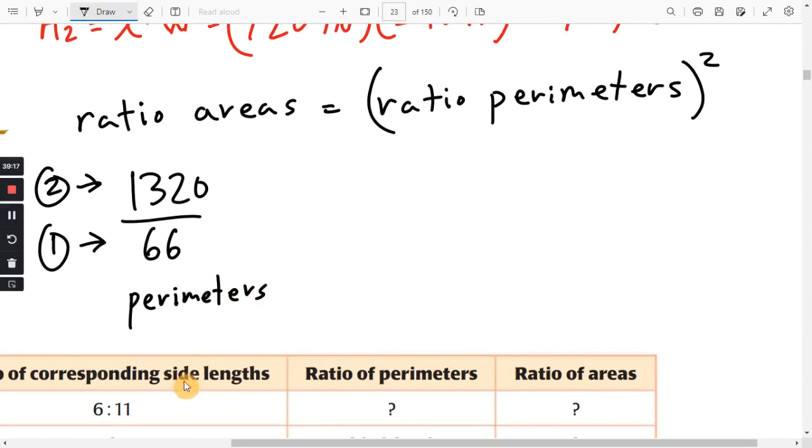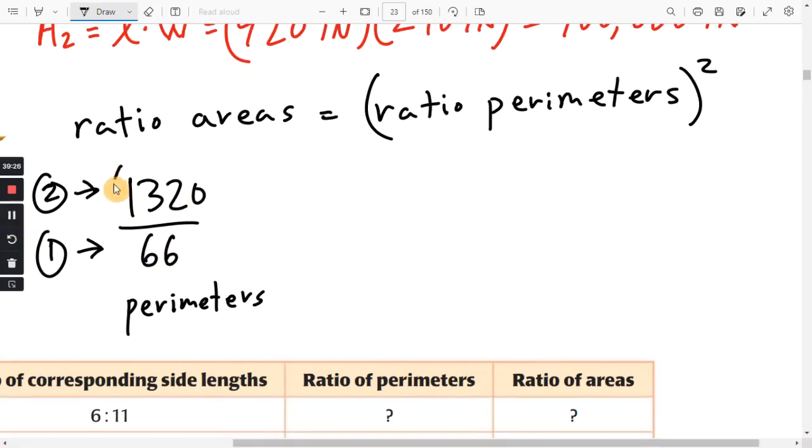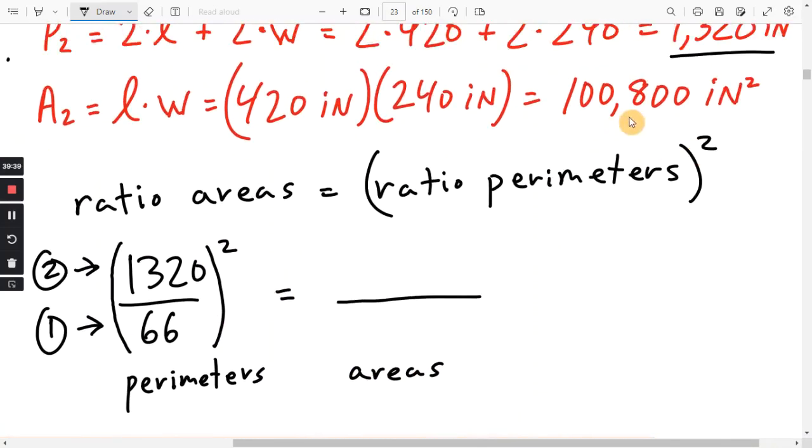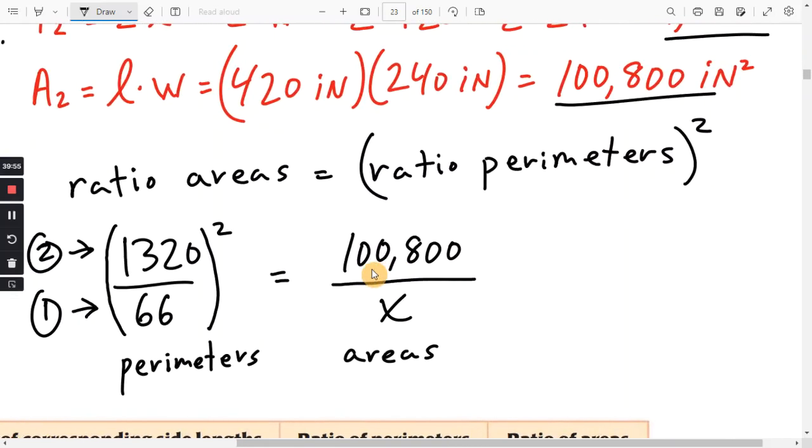All right, and let's see. All right, if you take the ratio of the perimeters right here and you square it, I'm not going to bother to try to reduce it. You're going to have the ratio of the areas. All right. We said the area for rectangle 2 was 100,800. So rectangle 2 is in the numerator, 100,800. And the other area, we don't know. We'll just call it x. All right. So we can cross multiply as is.